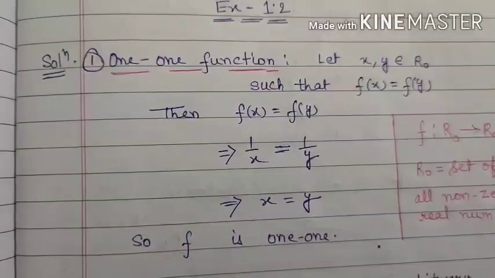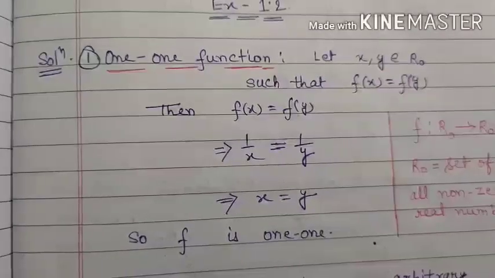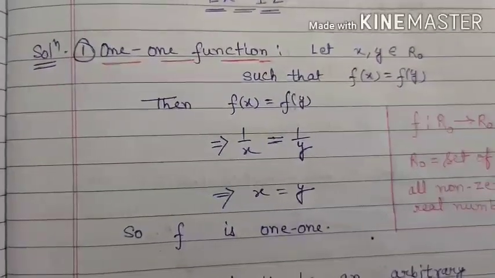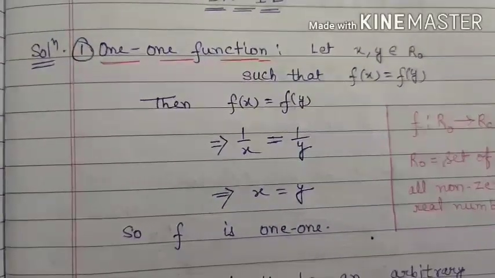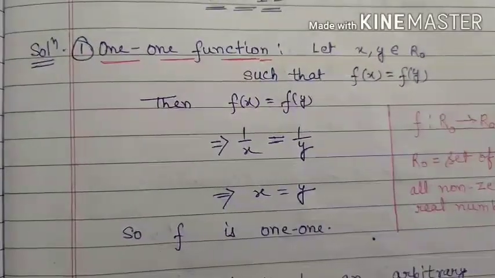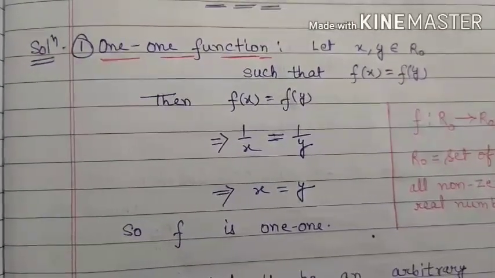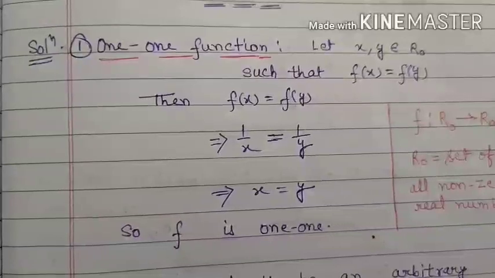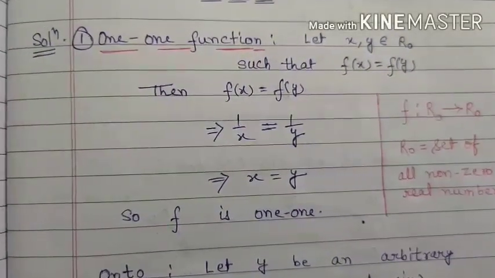Let x, y belong to R naught such that f(x) equals f(y). Then f(x) equals f(y), and f(x) we know that it is 1 upon x, and f(y) we can write 1 upon y in that case. So if we take reciprocal both sides, you will be getting x equal to y. So it is one-one function.